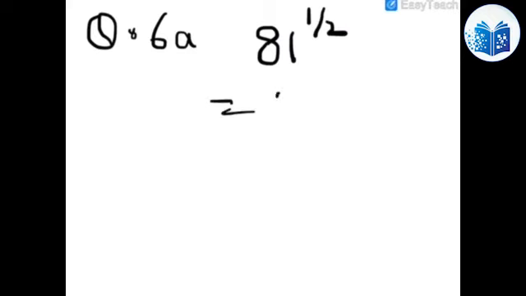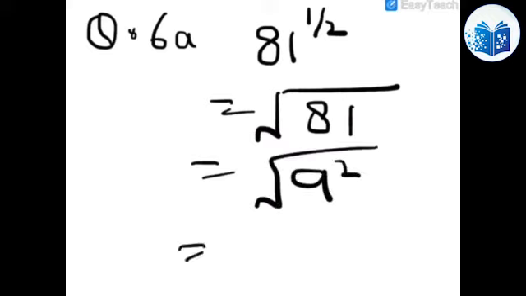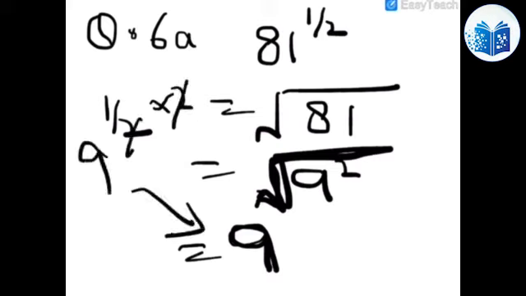Question number 6, part A says 81 power half, and as I said, this under root means 81 power 1 over 2. Now this 1 over 2 needs to be cancelled. 81 is the square of 9, and 9 will be the answer. Why? Because this under root without any n power means the power is 1 over 2. So when I write this, it will cancel and become 9. Okay.